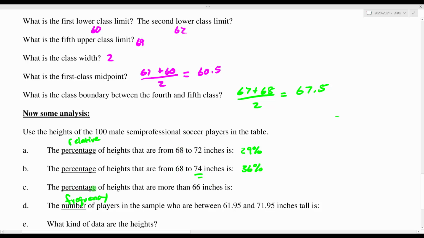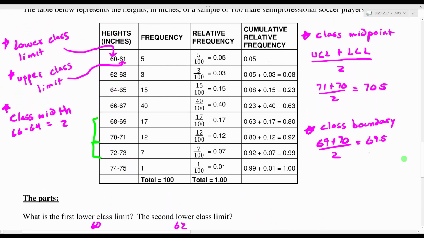All right. Now it says the percentage of heights that are more than 66 inches. All right, so I'd go up here and I'd say, okay, well, 66 inches starts right here. So they would want all of these, right? These would be all of the soccer players that had a height of more than 66.